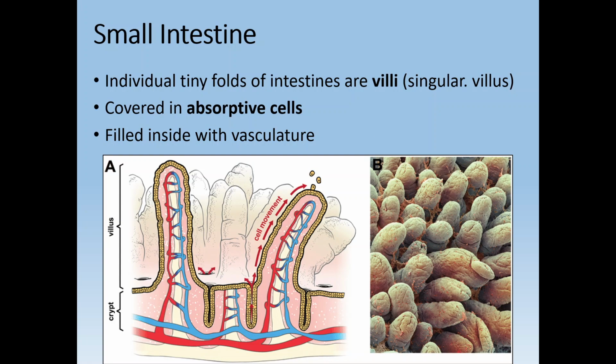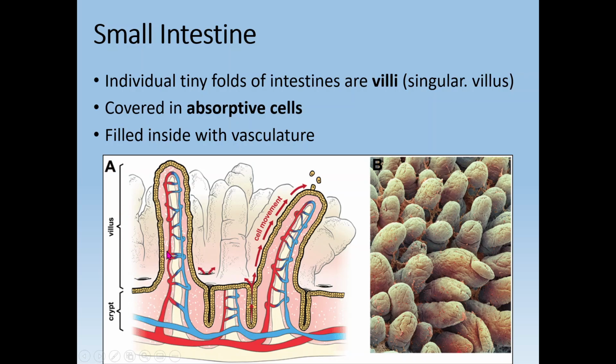So let's talk a little bit about those folds. Those tiny folds that are sitting on the larger scale folds have their own name. We call these villi. Singular would be villus. And they are covered in absorptive cells. Those are the cells that are going to be absorbing the nutrients, absorbing vitamins, to take that in and send it into the bloodstream. To that end, each of these little finger-like villi are full of vasculature.